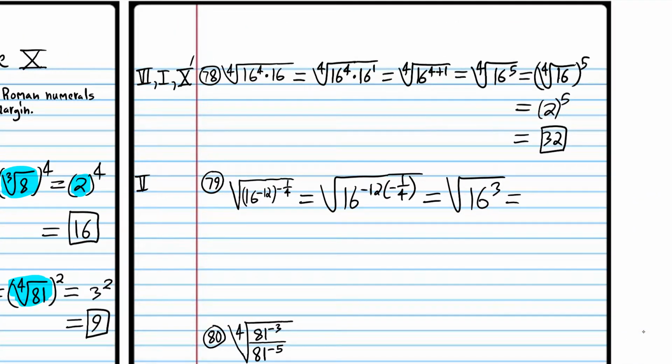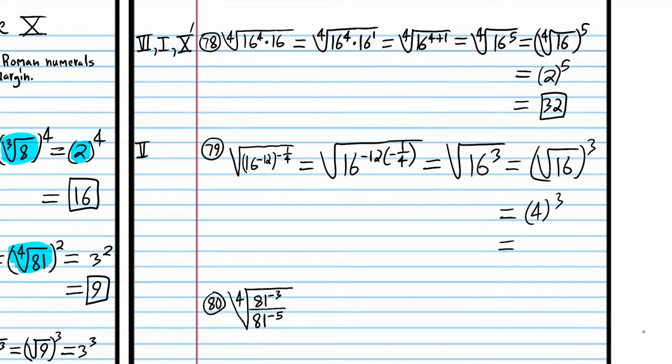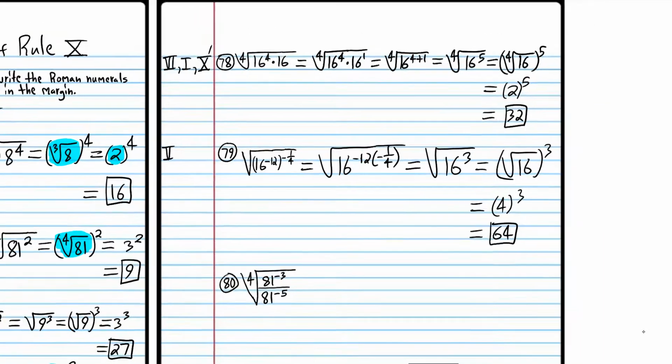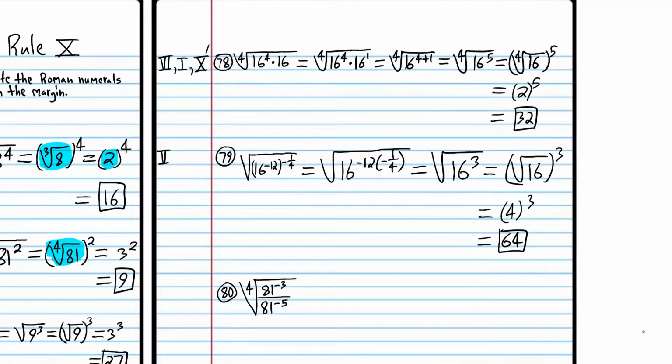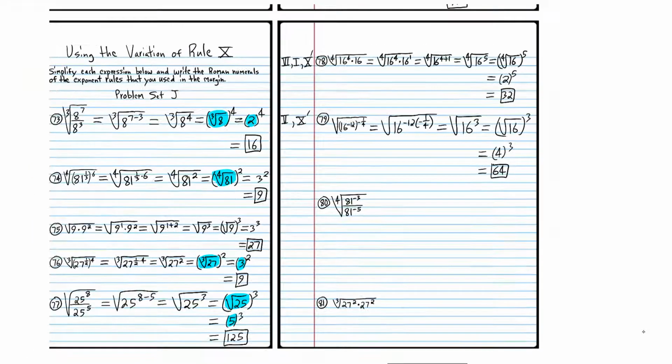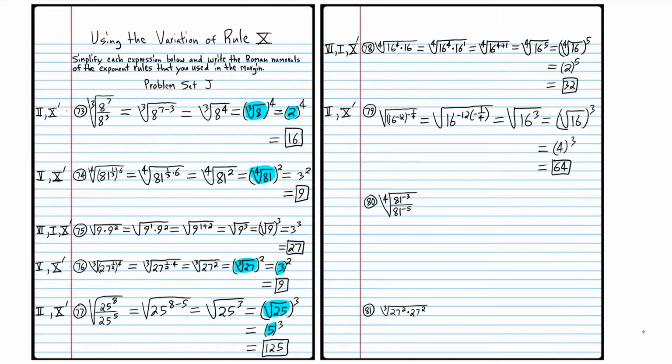So we're going to take that 3 power and put it on the outside. And square root 16 is 4. And 4 to the third power, we could get rid of the parentheses, but we don't really have time for that. It's not really necessary anyway. Is 64. So if you got that answer right, good job. Now we used rule 5 and the variation of rule 10. So I want you to go ahead and try number 80. And when you come back, we'll do it together.